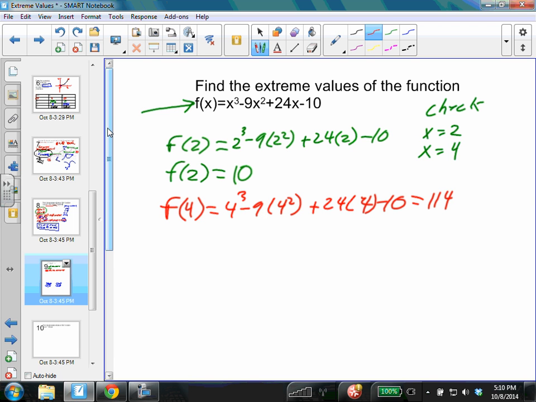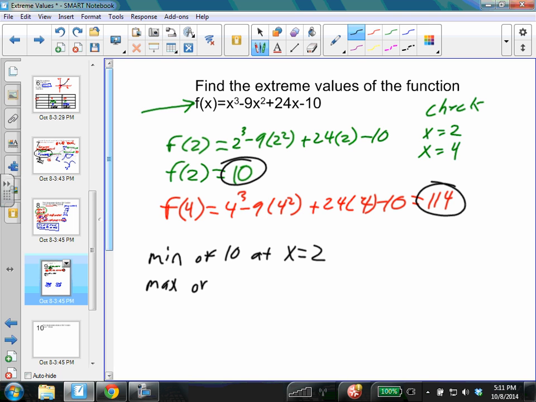So out of these two, if I was looking for a minimum, well, that would be the small one. There's a minimum of 10 at x equals 2. And then the maximum, well, that would be the big one. There's a maximum of 114 at x equals 4. All right? So those are my two extreme values for that one.